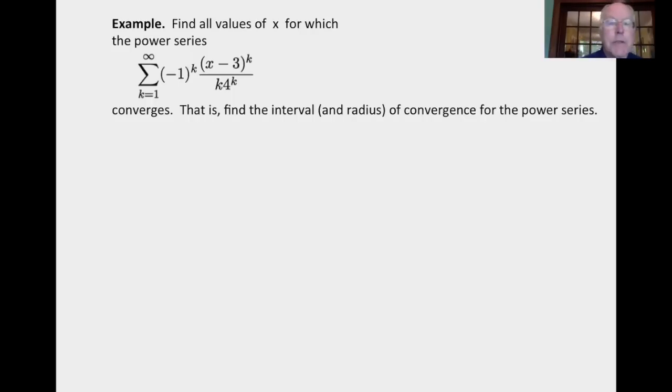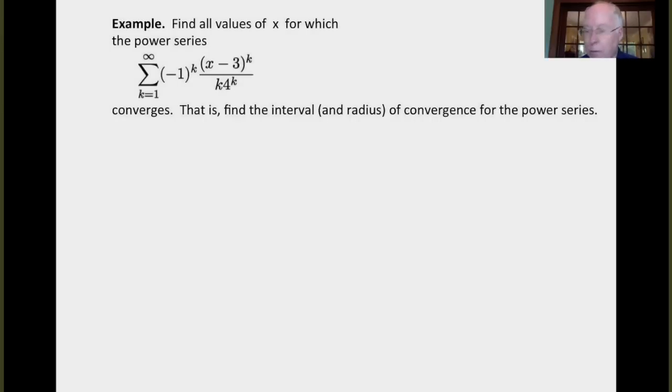So we'll illustrate this with an example. Let's find all values of x for which the power series, summation k runs from 1 to infinity, of (minus 1) to the k, (x minus 3) to the kth power over k times 4 to the k, converges. So we're going to find what's called the interval of convergence for this series. And with that will come a radius of convergence, which we'll define in context.